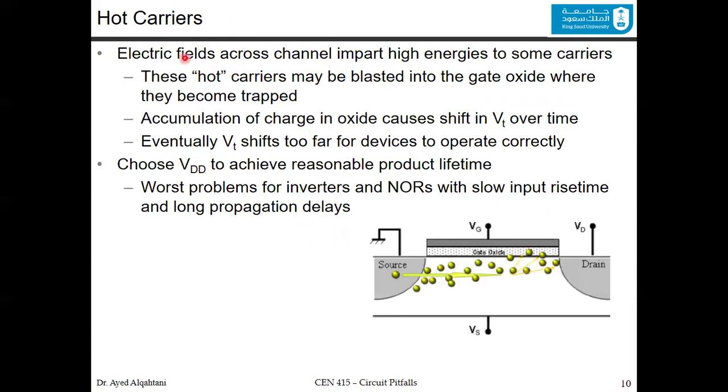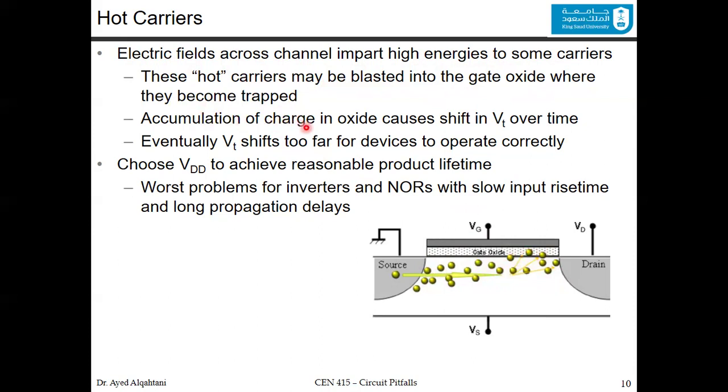The HCI is caused by hot carriers, and that's because of the field between the source and the drain. So the electric field across the channel imparts high energies to some carriers. These hot carriers may be blasted into the gate oxide. Because of collision, they can hit the gate oxide and get trapped there.